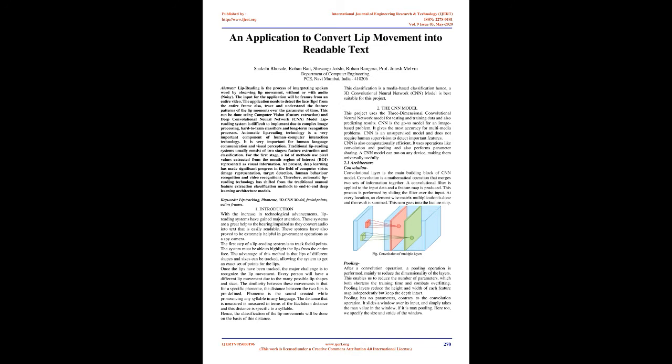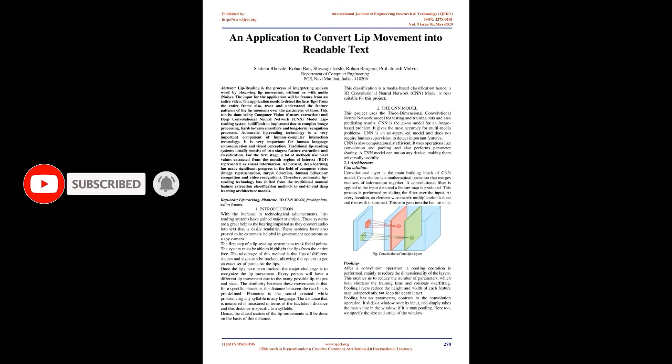For the first stage, a lot of methods use pixel values extracted from the mouth region of interest, ROI, represented as visual information. At present, deep learning has made significant progress in the field of computer vision, image representation, target detection, human behavior recognition, and video recognition. Therefore, automatic lip reading technology has shifted from the traditional manual feature extraction classification methods to end-to-end deep learning architecture models. Keywords: lip tracking, phoneme, 3D CNN model, facial points, active frames.